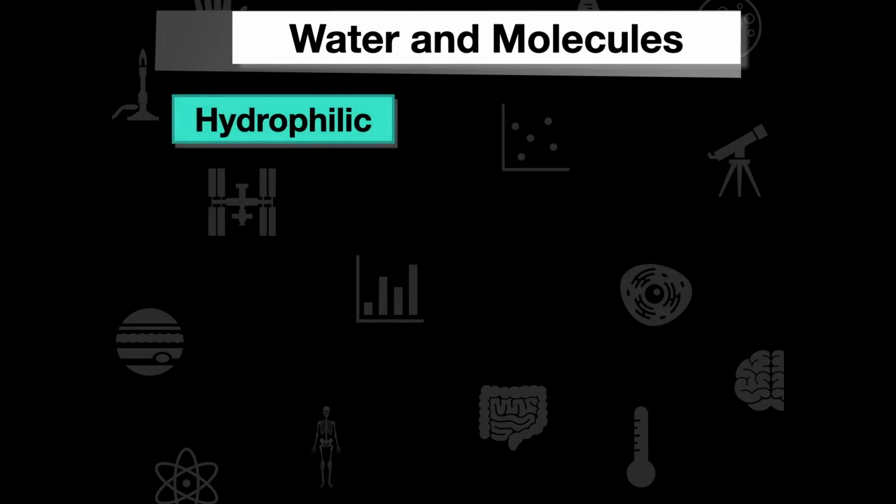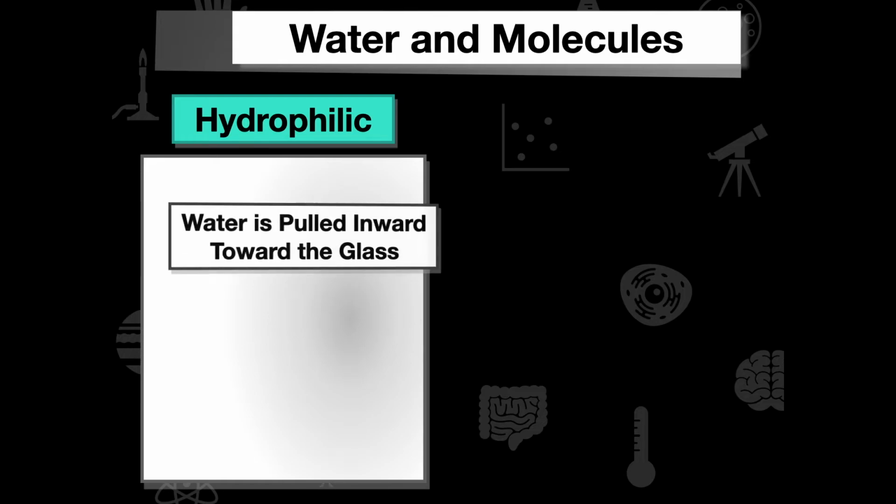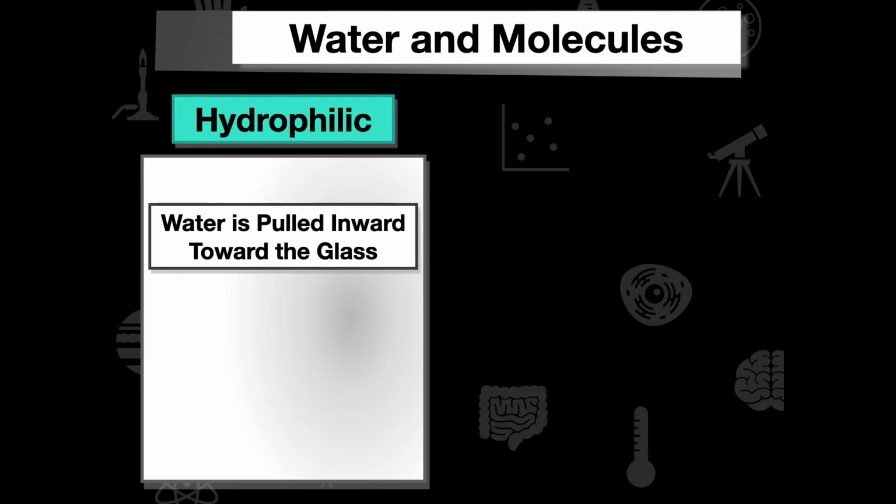So if we're looking at this, hydrophilic, this is going to be water that is pulled inward toward the glass. If we look at water on a glass slide, we can see the water is going to be pulled inward, and it's going to be generally flatter. The angle is going to be less than 90 degrees if we put water on a glass slide, because the glass slide is polar.